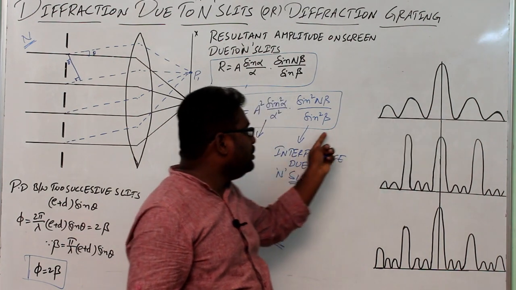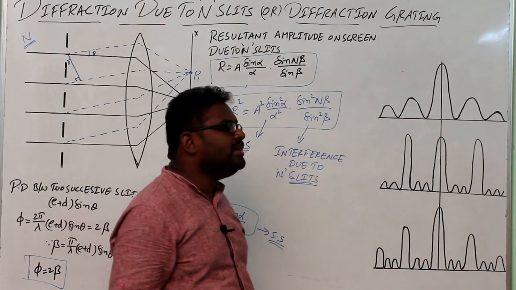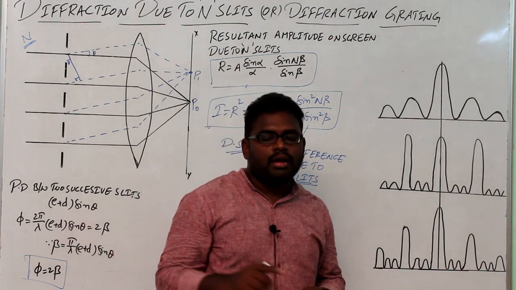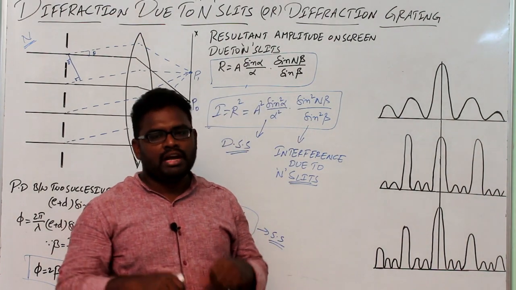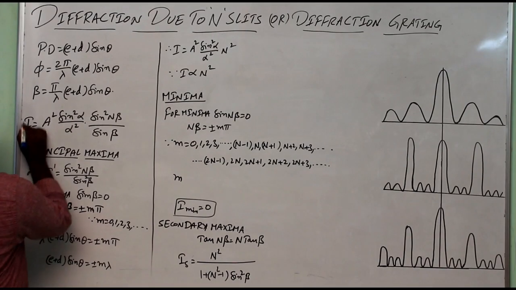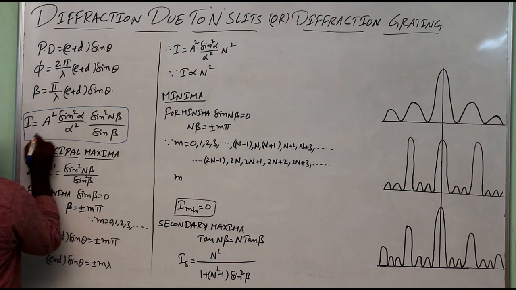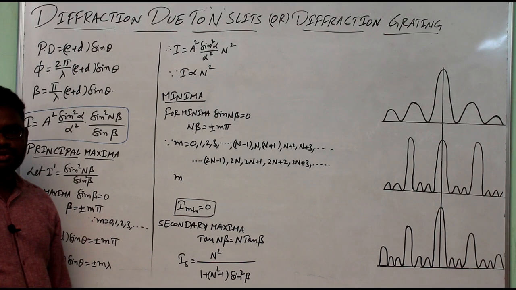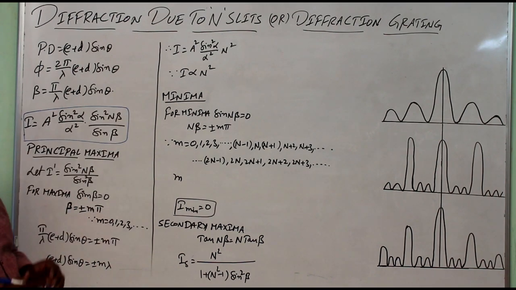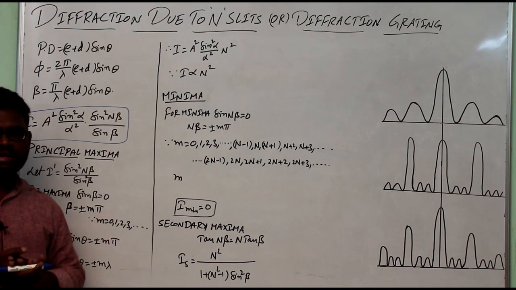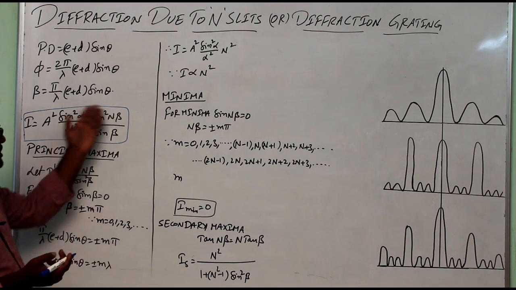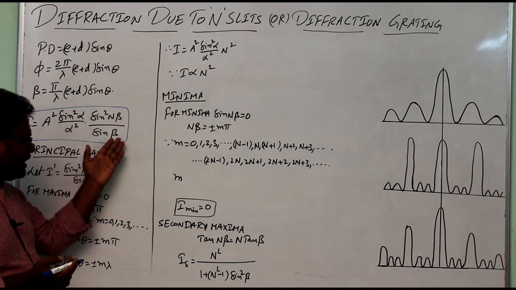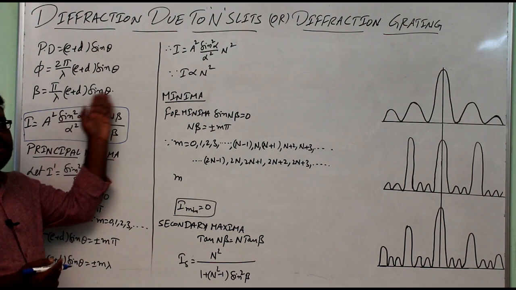But we don't know whether sin square n beta by sin square beta is giving an interference pattern or not, we have to check. In the intensity term, the first term will give you diffraction due to single slit, and the second term will give you the interference pattern due to n slits. So now, first let us find out whether this is giving an interference pattern or not.